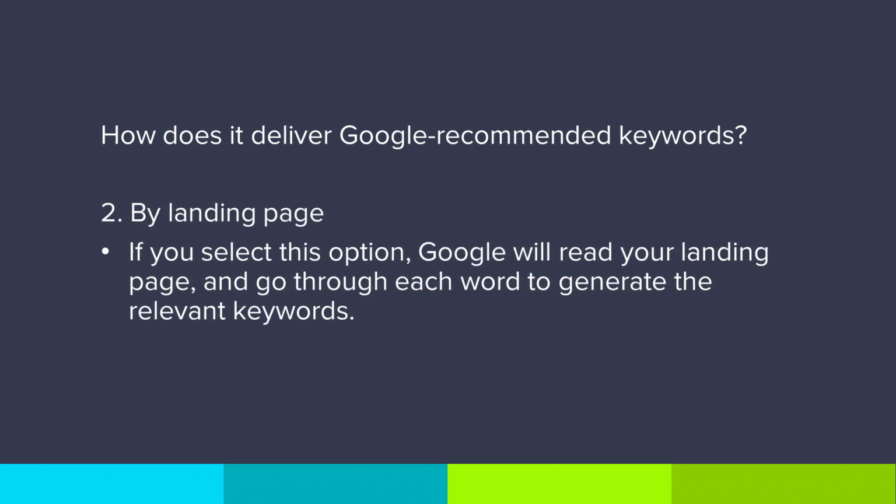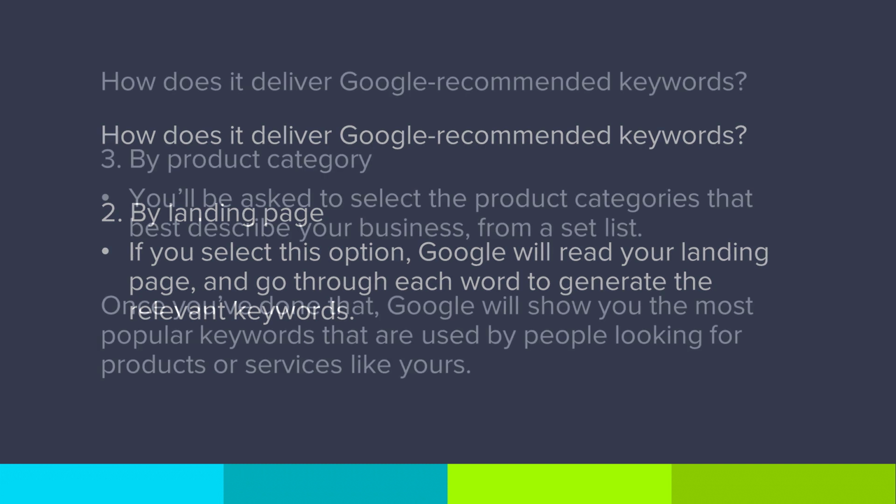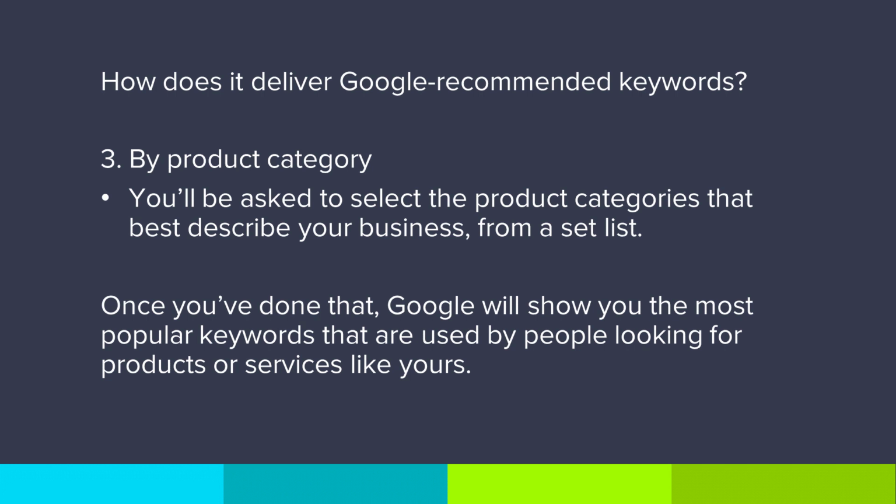The second is by landing page. Now, if you select this option, Google will read your landing page and go through each word to generate the relevant keywords. The new version of AdWords lets you check your landing page or go through all the keywords on your site pages. Finally, the third option is by product category. You will be asked to select the product categories that best describe your business from a set list. Now, once you've done that, Google will show you the most popular keywords that are used by people looking for products or services like yours.